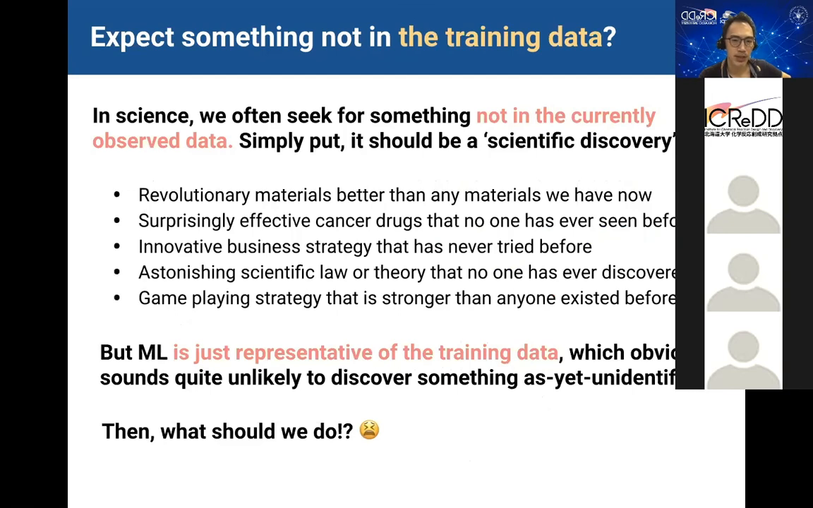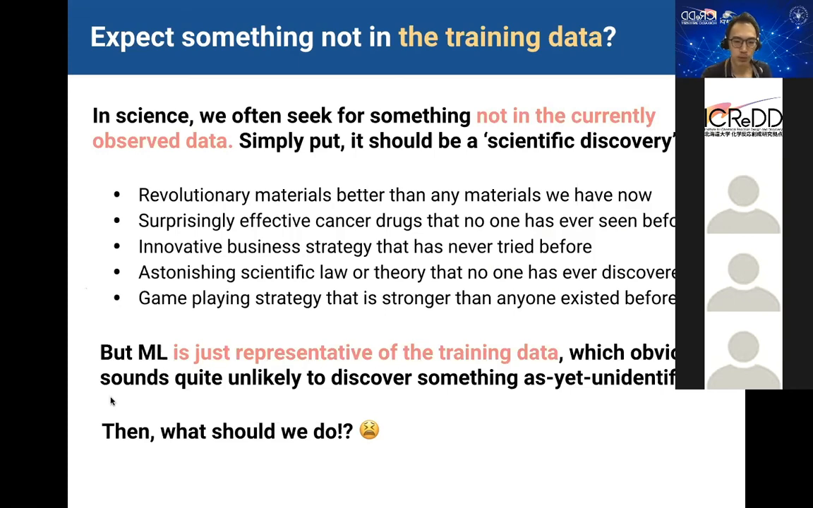But the problem is that in chemistry, material science or drug discovery, basically we want something outside the training data, of course. So a new drug, a new chemical reaction, a new compound or something like that. If it's a revolutionary result, then it should be not observed in the available data. So there is a large gap between what machine learning can do and what we want in science like chemistry or material sciences.